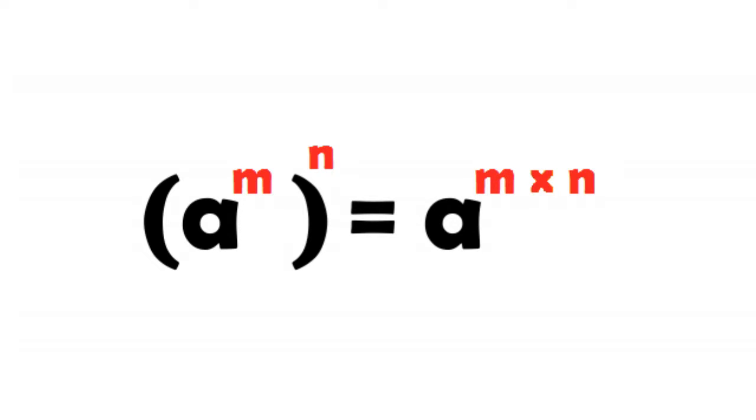This is called the index law for powers, and it goes like this. If you have a to the power of m in brackets, and then you raise that to the nth power, you're going to have a to the power of m times n. If you're still in doubt, we can show how it works the long way.